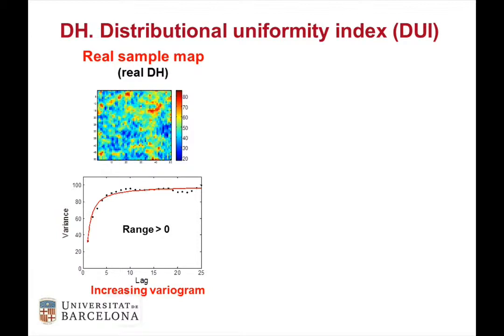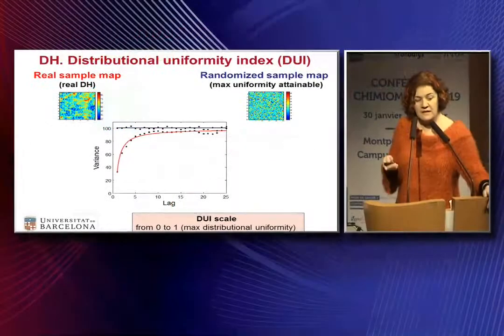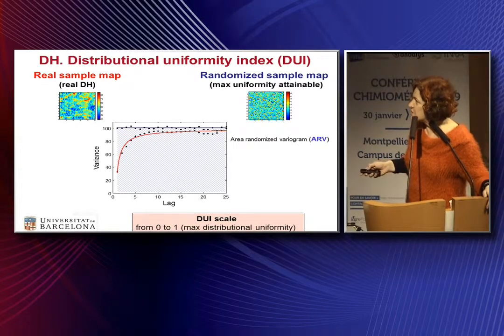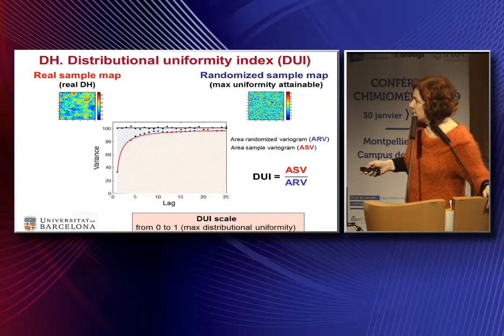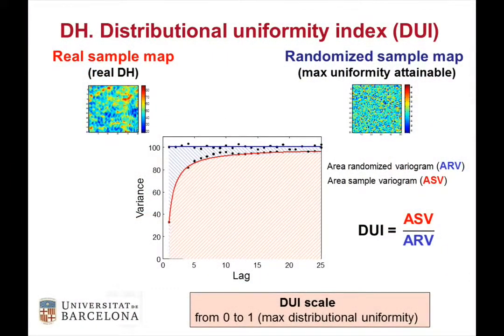This is the variogram that we have for the caffeine, for instance. And if this same material was ideally, uniformly distributed, we would get a random map with the same values. I mean, this is just a randomized map based on these values, and we will get a flat variogram. If we put those together, we can come up with a nice index indicating the uniformity in the distribution, which is obtained by the quotient between the area under this variogram and this other variogram.